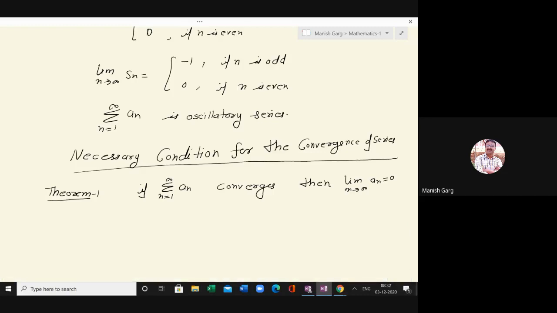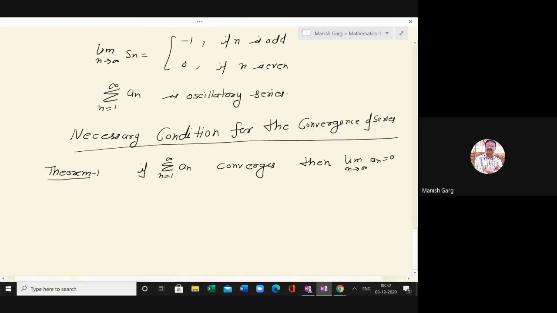It means this is similar to: if a function is differentiable, it will be continuous, but the converse is not true. If you are able to prove that it is not continuous, you can say the function will not be differentiable. Same thing, if you are able to prove that an does not approach 0, you can say this series is not convergent.